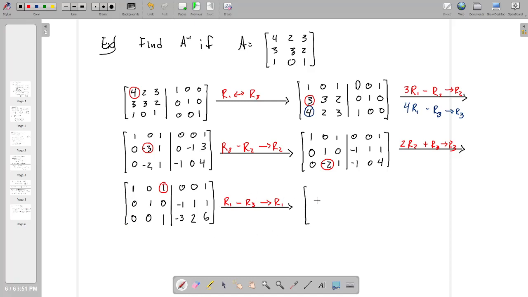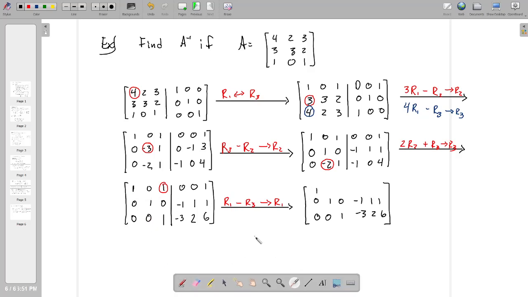Row 1 is changing, row 2 and 3 are not. 0, 1, 0, -1, 1, 1. And 0, 0, 1, -3, 2, 6. Now we do row 1 minus row 3. 1 minus 0. 1. 0 minus 0. 0. 1 minus 1. 0. 0 minus -3. The positive 3. 0 minus 2. -2. And 1 minus 6 is -5.